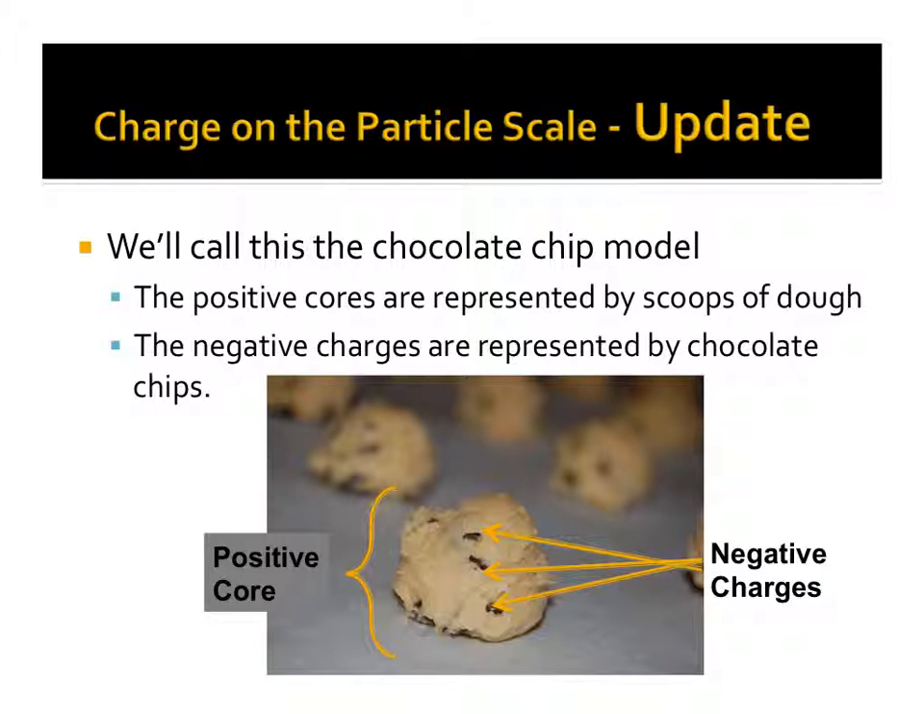We don't really know much about plum pudding. Most of you probably haven't tasted it, but we have had chocolate chip cookies, and I like using this model a little bit better. It's a little yummier. So we have these scoops of dough that are going to represent our positive core. So you have this atom. The cookie is this atom, and the dough is positive. And then you have these little negative charges. The chocolate chips are stuck inside.